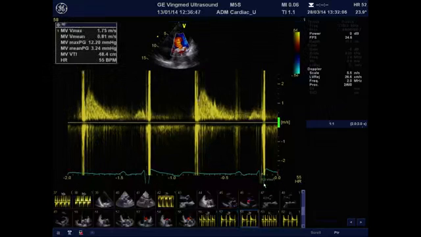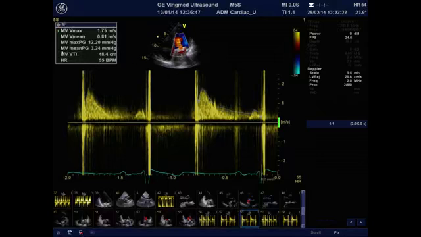And then you can simply trace the envelope of that flow. And you're going to evaluate the max gradient and the mean gradient. Here, the mean gradient is 3 millimeter of mercury, which is really normal. In a prosthesis in mitral position, you will expect to have a mitral gradient less than 5 millimeter of mercury.